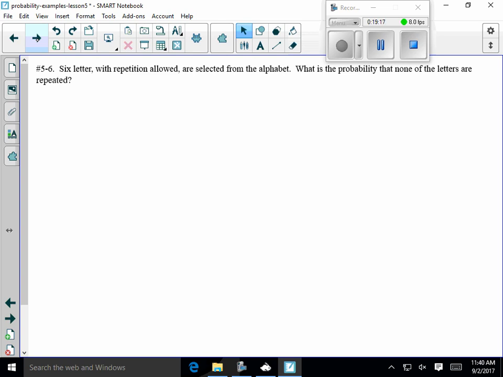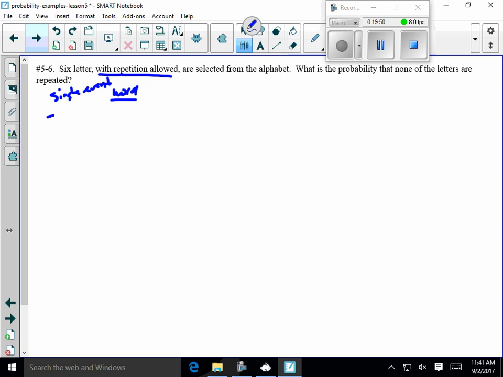Okay, there's kind of 2 ways to do this problem. It depends on whether we focus on the entire 6-letter word as a single event, or focus on the selection of each letter as a separate event, so that we have multiple events. Let's do the single event way first. The single event means we're talking about the entire word. If I pick 6-letter words, all of them are equally likely to be selected. And repetition is allowed, so we're allowed to have words with the same letters in different spots.